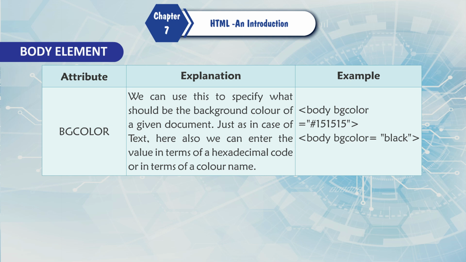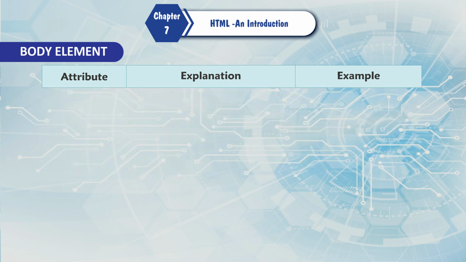BGCOLOR. We can use this to specify what should be the background color of a given document. Just as in case of text, here also we can enter the value in terms of a hexadecimal code or in terms of a color name. <body bgcolor="#151515">, <body bgcolor="black">.